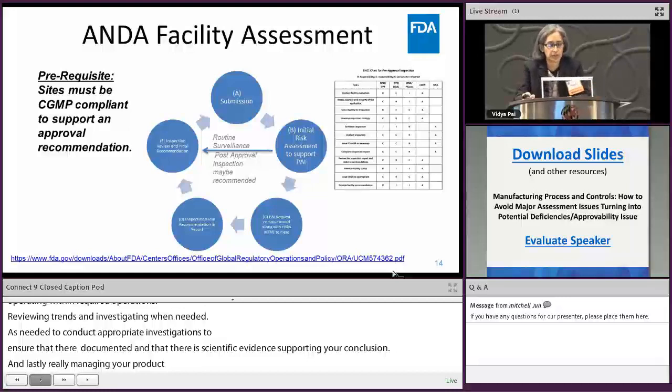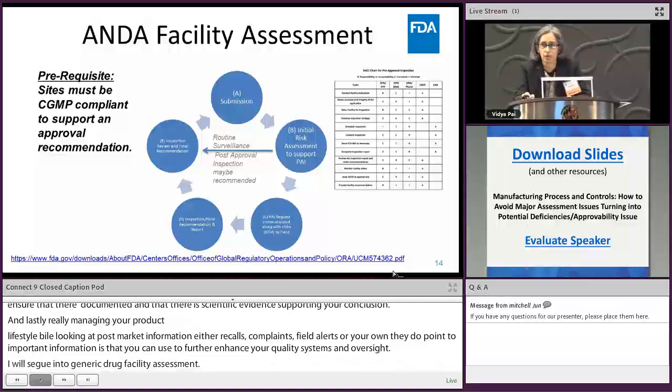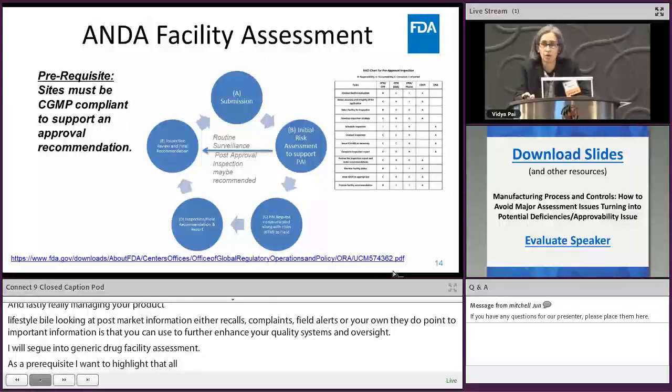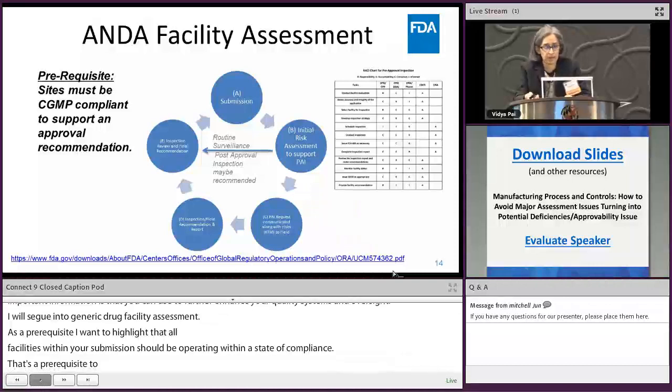So I'm going to segue into generic drug facility assessment that is done within our offices. As a prerequisite, what I definitely want to highlight is that all facilities within your submission should be operating within a state of compliance. And that is a prerequisite to support application approval for 21 CFR 314.127(a)(1).